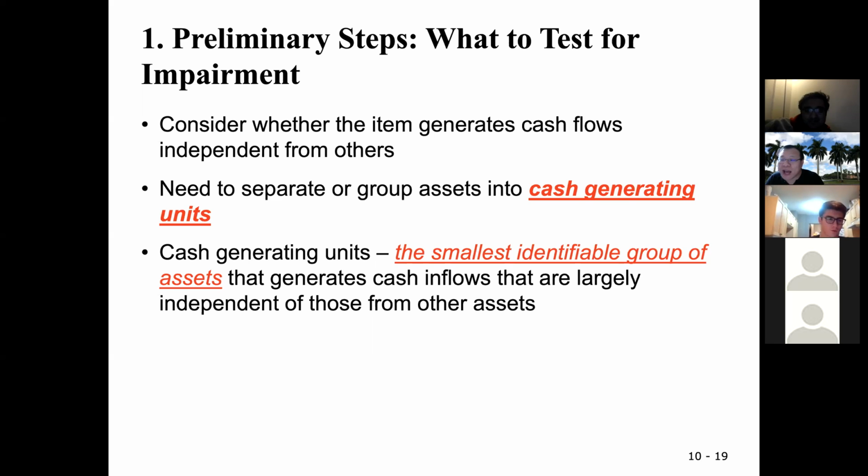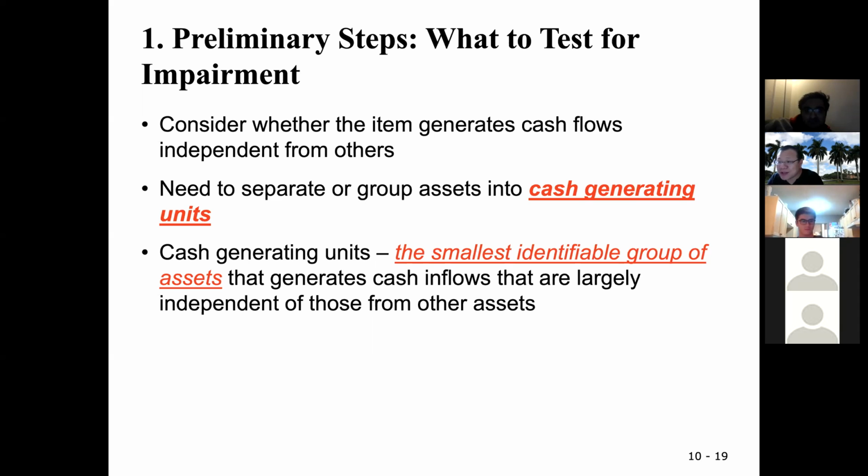Could you repeat the question, please? Why, when you talk about impairment, are cash generating units relevant? Why are separate cash flows important? Is it because you can put a value to it? Thank you. I really appreciate it.